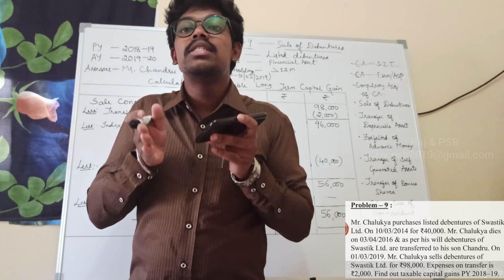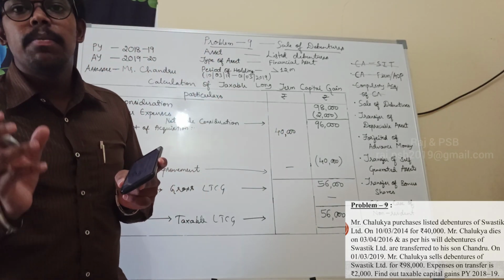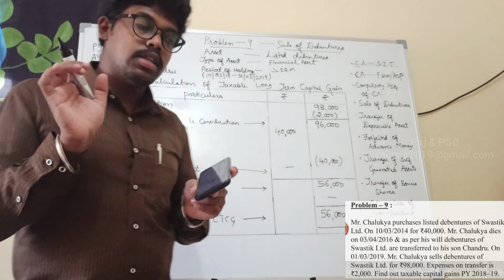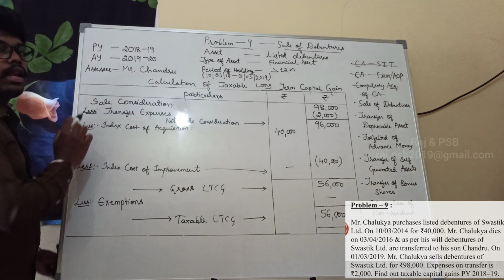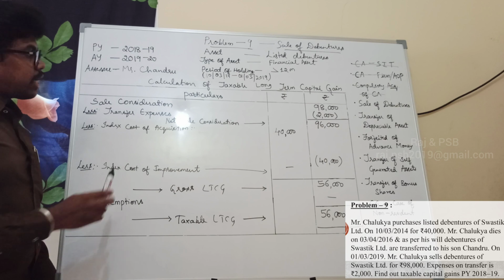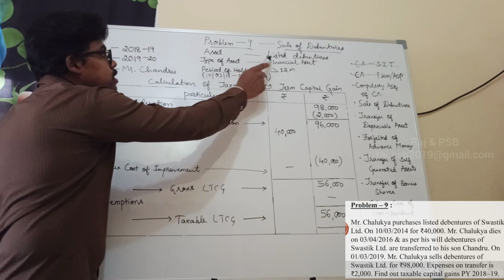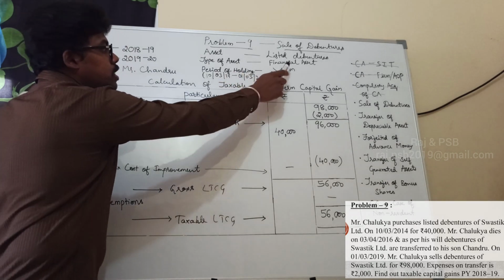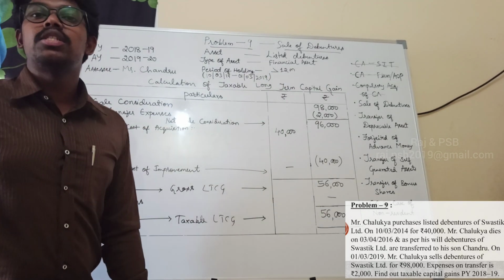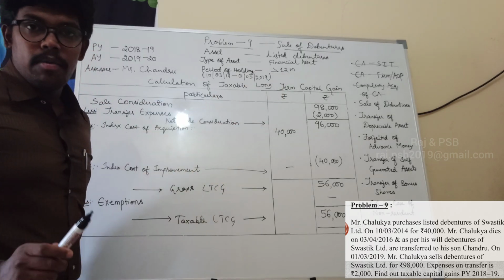So here the assessee is not Chalukya, the assessee is Chandru. The person who is selling the asset is Chandru. So previous year 18-19, assessment year 19-20, Mr. Chandru is the assessee, and the asset is listed debentures. Type of asset is financial. Any asset which is listed is a financial asset, and the holding period will be 12 months.